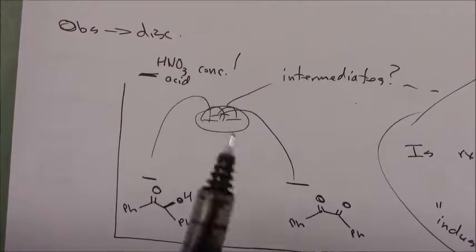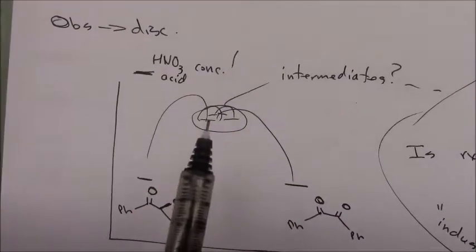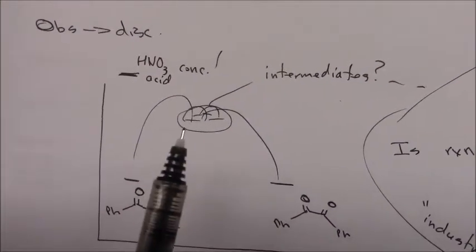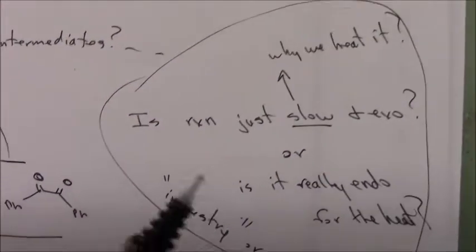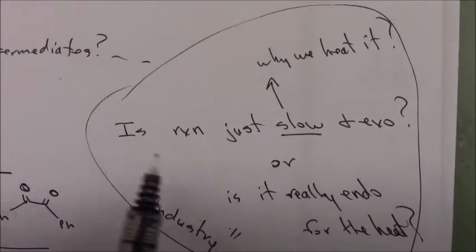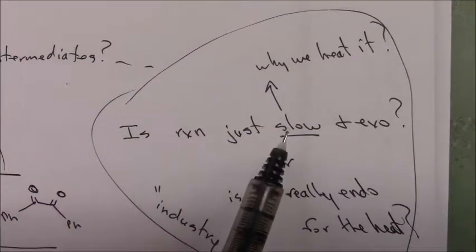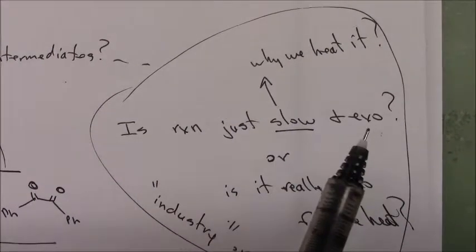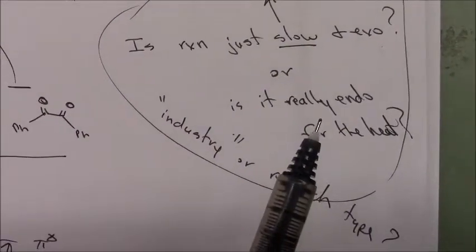And then because we don't know the mechanism, how many intermediates may or may not be in this reaction sequence? We don't know, but the point is this. We definitely heated it, right? So what's the deal with that? Is it possible that the reaction is just slow, which normally means we're heating it to speed it up, but overall it could be exo? Or are we heating it because of the endo factor? Does it really need to get way above?